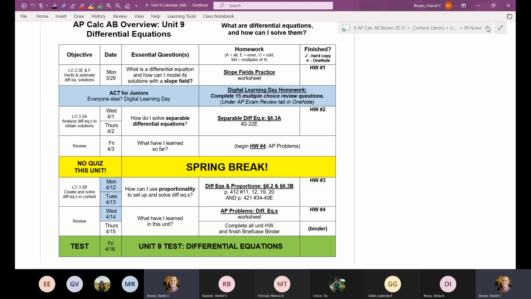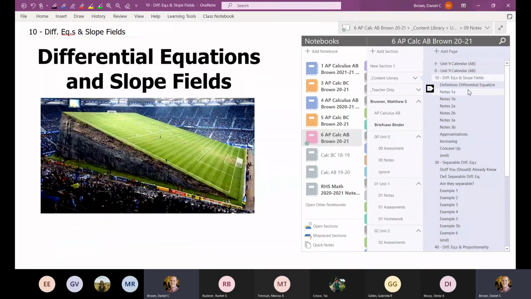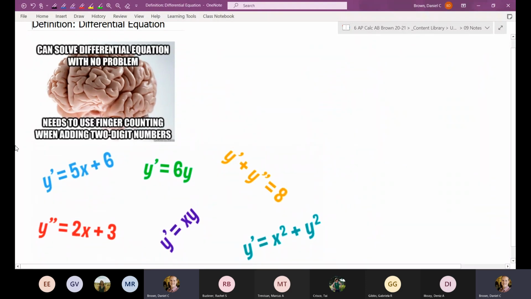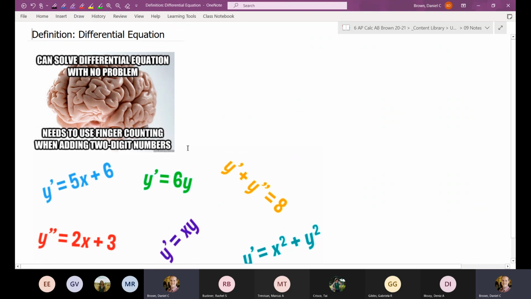And what I wanted to start off with today is something called differential equations and slope fields. So before we get started, I did want to go ahead and define what a differential equation is. The easiest way I can talk about it, we actually saw this definition back in Unit 5, is that a differential equation is basically an equation with derivatives.